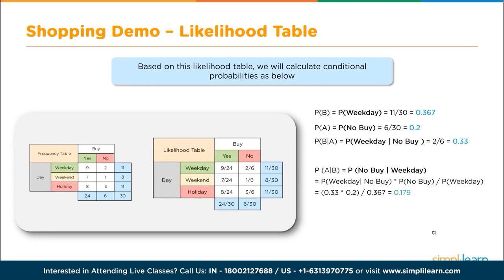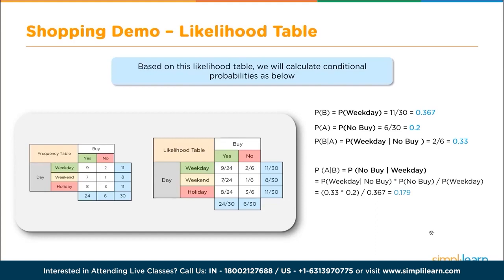We should remember that the probability of A if B is equal to the first one times the probability of no buys over the probability of the weekday. So we could calculate it both off the table we created. We can also calculate this by the formula, and we get 0.367, which equals 0.33 times 0.2 over 0.367, which equals 0.179, or roughly 17 to 18%. And that'd be the probability of no purchase done on the weekday.